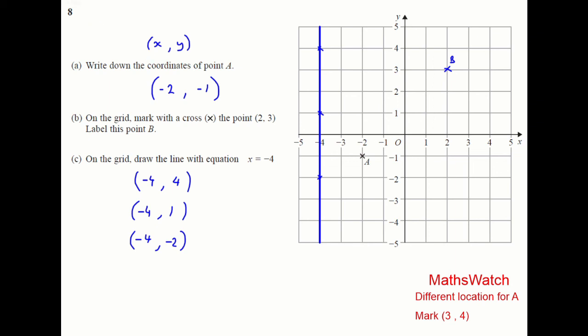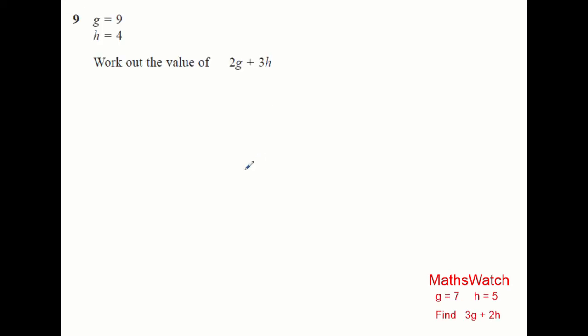Question 9. g equals 9. h equals 4. Work out the value of 2g plus 3h.